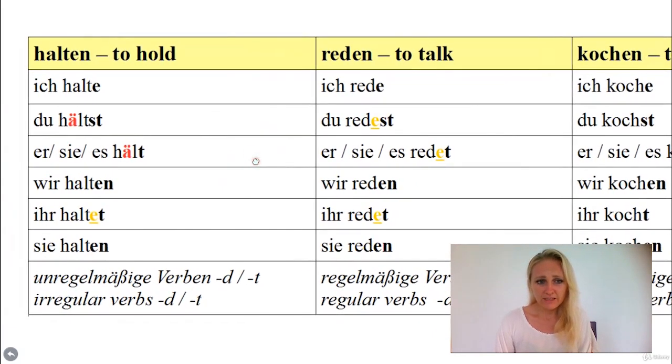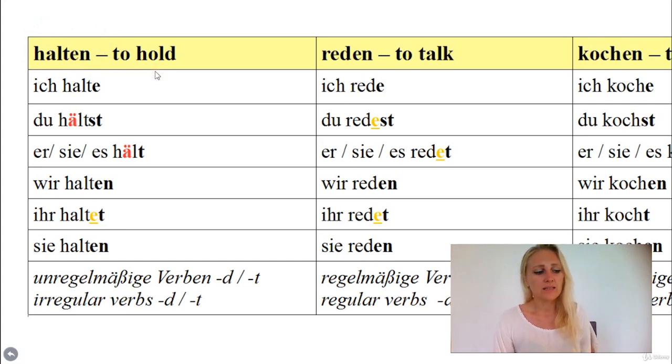Then here we have an irregular verb. This is a regular verb, reden, a regular verb that ends with a D. It's regular, everything is regular. You just have to add this extra E for the pronunciation. But here we have an irregular verb. It belongs to the group of irregular verbs. Halten means to hold, or it could also mean to stop in some cases.